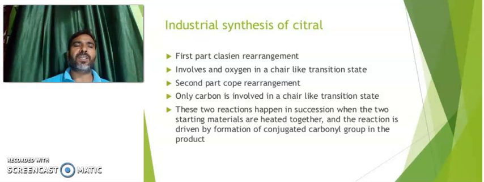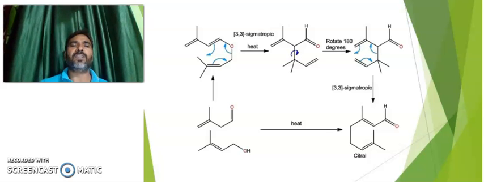Industrial synthesis of Citral. First part, Claisen rearrangement, in which oxygen is involved in a chair form transition state. Second part, Cope rearrangement, in which only carbon is involved in a chair-like transition state. These two reactions happen in succession when the two starting materials are heated together, and the reaction is driven by formation of conjugated carbonyl groups in the products. So you can see the 3,3 sigmatropic rearrangement forming the Citral.